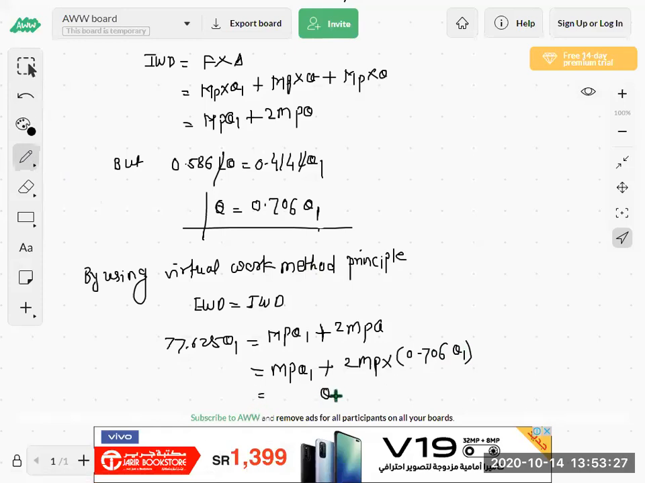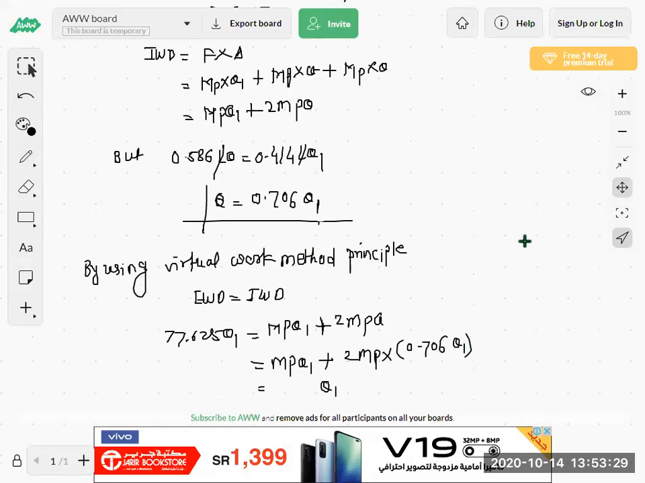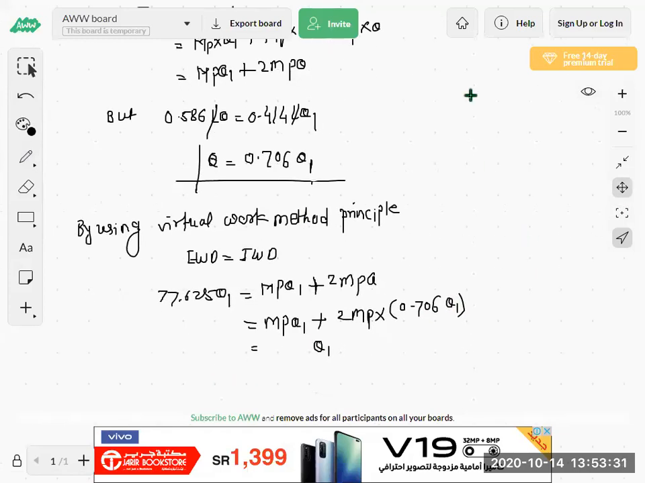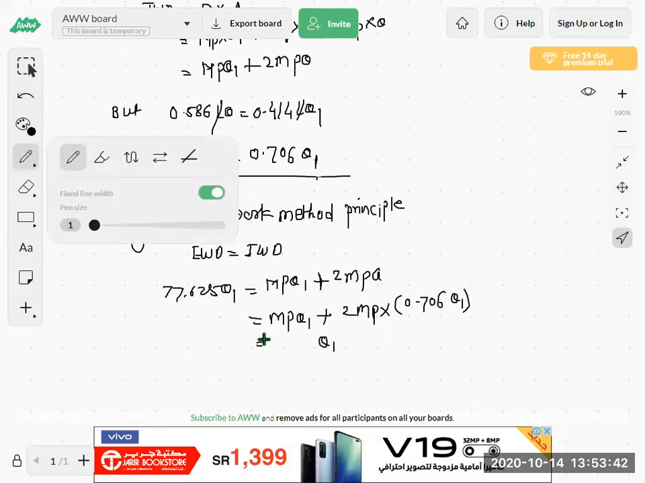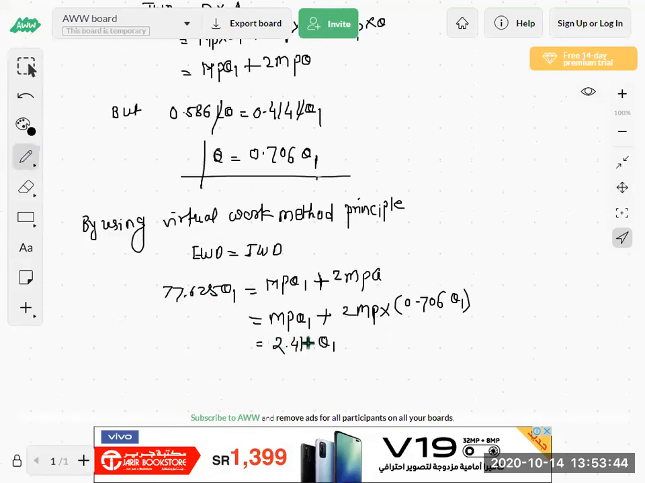So what is the total value in terms of theta 1 here? This value is 2.413 theta 1. So here this is the 77.625 theta 1. Now theta 1 gets cancelled. So where is MP? Here MP is there. So now calculate MP.